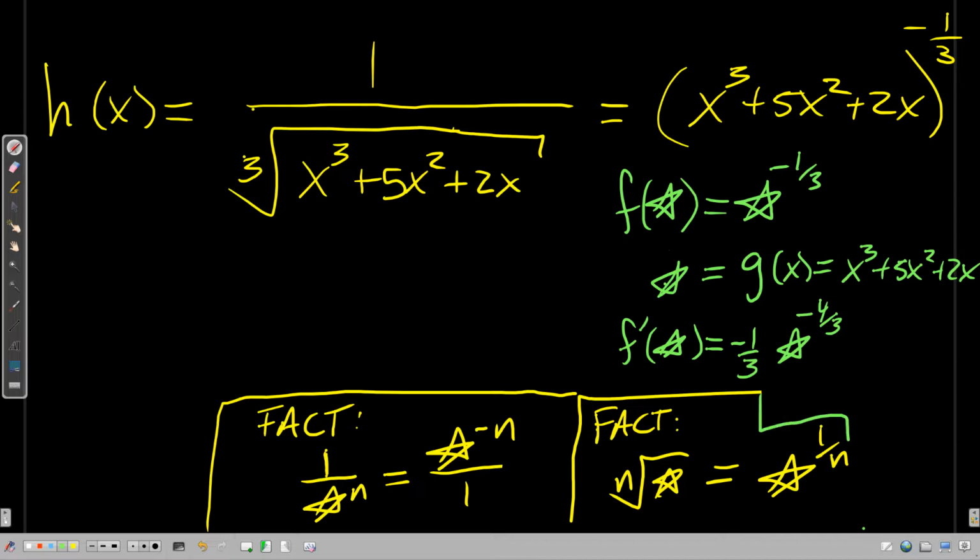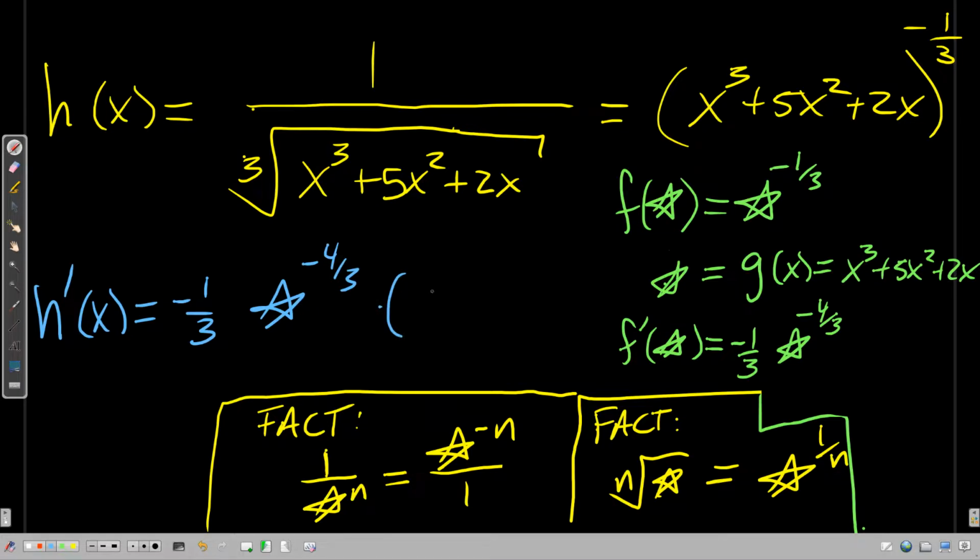And then I'm running out of room. G prime of x is 3x squared plus, well, hopefully you see what g prime is. I'm out of room. So we're going to write it down right here in just a second. But whatever g prime is, we're going to multiply g prime times this. Multiply, not divide. So h prime of x has got to be f prime of star. So that's a minus 1/3, and then here's my star, and then to the minus 4/3. Okay, super. And then it's times g prime. Well, g prime is 3x squared plus 10x plus 2.